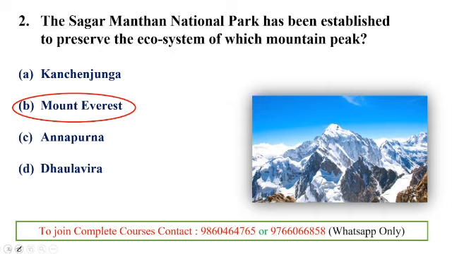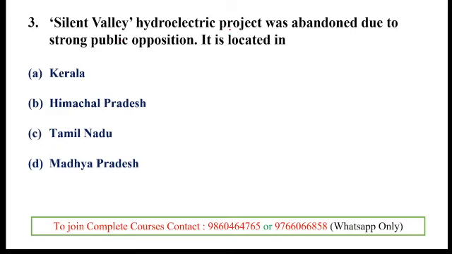The Sagarmatha National Park is situated, or established. The Silent Valley hydroelectric project was abandoned due to strong public opposition. This is a statement. And then it is located in. Here the Silent Valley is an important national park, and there is a hydroelectric project also located. So the Silent Valley is located in which of the states? And it is in Kerala.